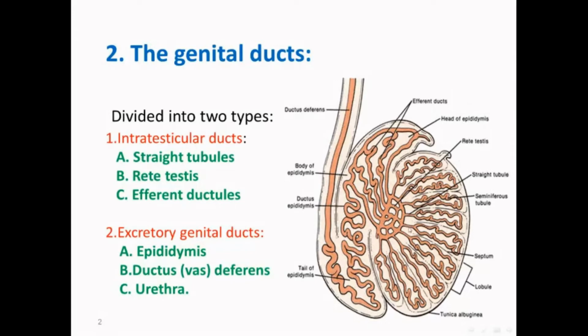The intratesticular part, the straight tubules, are short tubules with only Sertoli cell lining. These straight tubules will empty into this interconnecting network of channels, the rete testis, which are lined by cuboidal epithelial cells with supportive connective tissue in the surrounding interstitium. The rete testis here will drain into these ducts, the efferent ductules. The efferent ductules are lined by unusual epithelium, alternating cuboidal and columnar with a scalloping appearance.